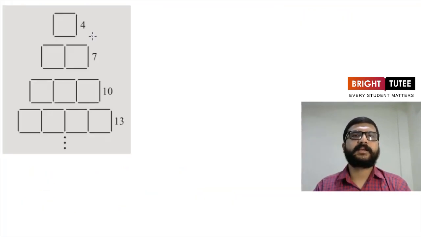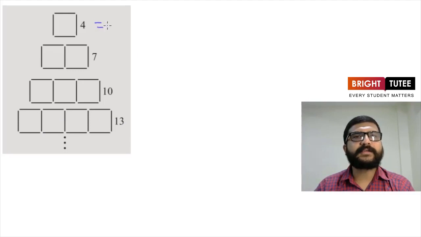Now let's discuss how we can use algebraic expressions for such patterns as shown here in the figure. So here we are having squares. In the first pattern there is only one square and the number of line segments is 4. And in the second one there are 2 squares and the number of line segments is 7. And for the third one 3 squares and line segments are 10, and for the fourth one there are 13 line segments and 4 squares.